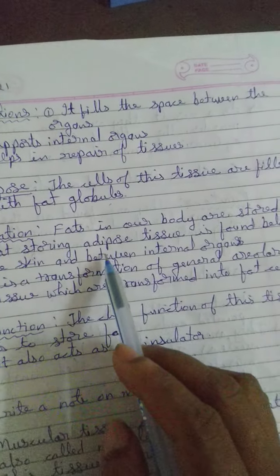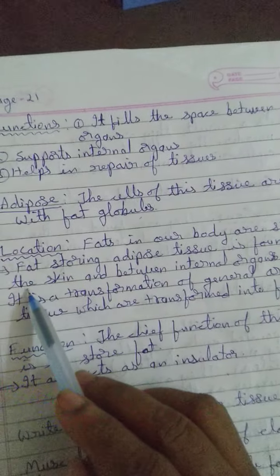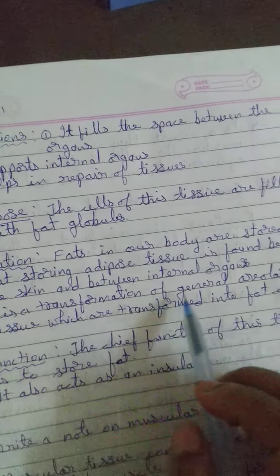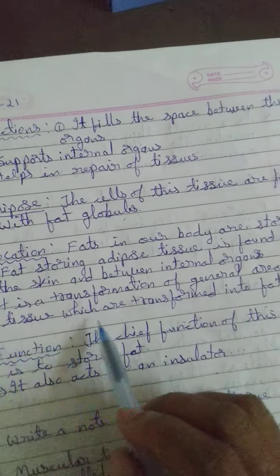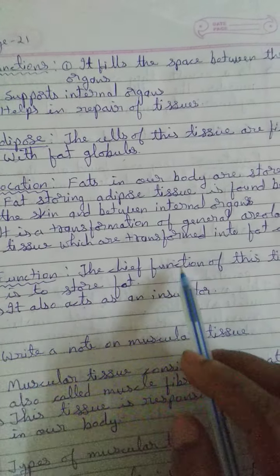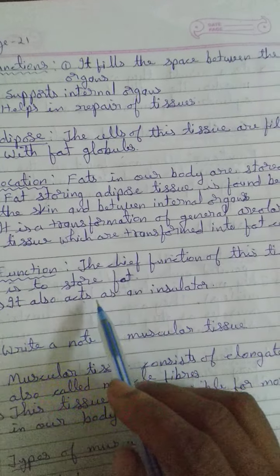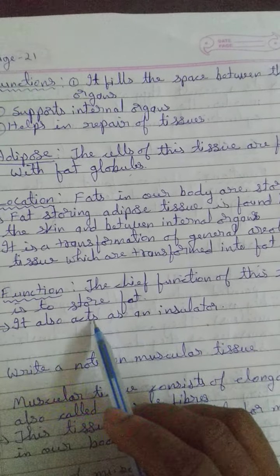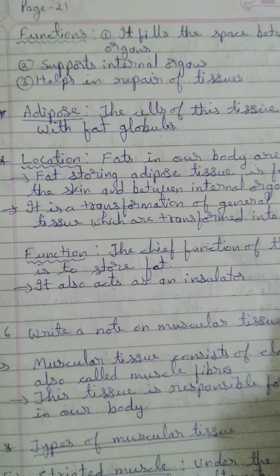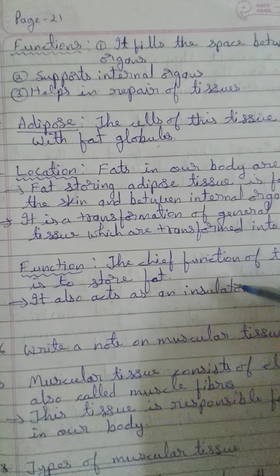Location. Fats in our body are stored here. So fat storing adipose tissue is found below the skin and between the internal organs. It is the transformation of general areolar tissue which is transformed into fat cells. That is the function. The chief function is to store fat inside our body, and it also acts as an insulator, because whenever fat is there we do not feel the heat. So, insulation.